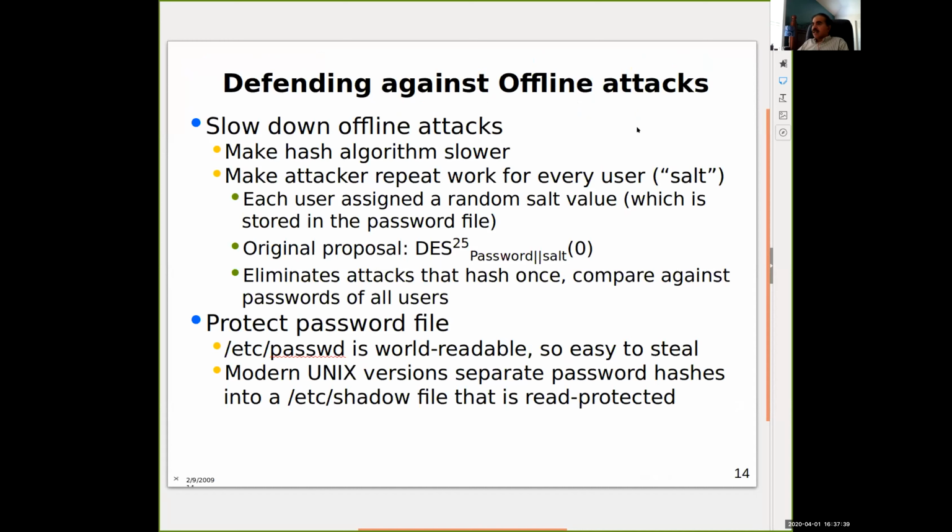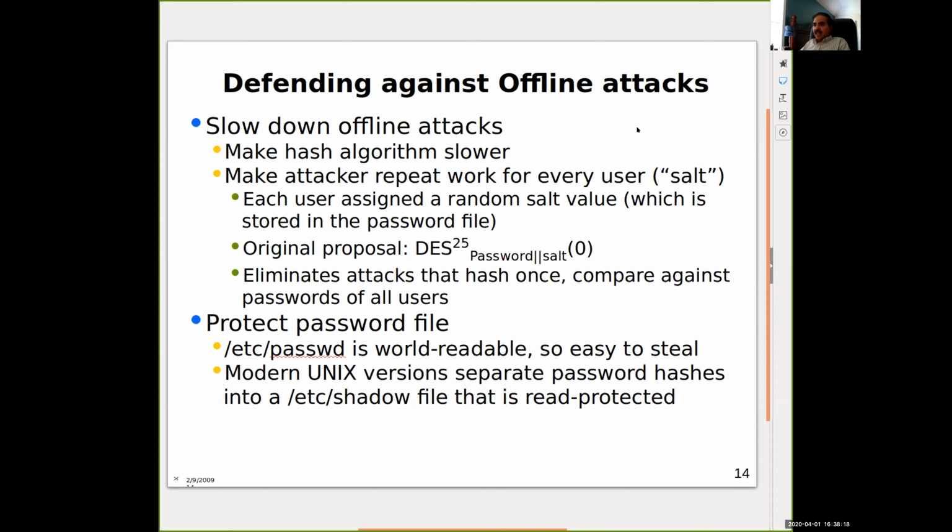Again, keep in mind that the salt value is stored in the password database, but the salt value is different for different users, which means that if you want to check whether Alice has the password 1234, you have to take Alice's salt and combine it with 1234, hash the whole thing and check. Then if you want to check if Bob has the password 1234, you have to repeat the operation all over, because Bob's salt is going to be different from Alice's salt. Okay, so this is how you make the attack slower.